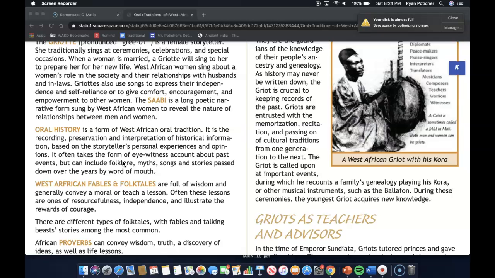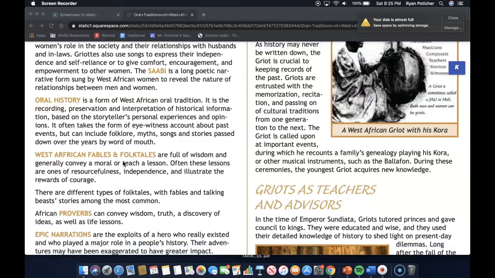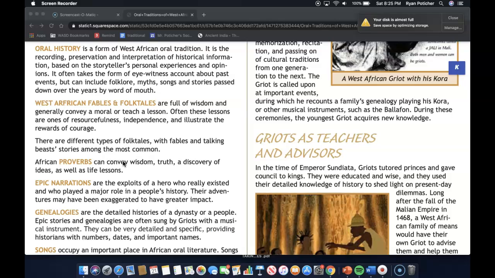West African women sing about a woman's role in the society and their relationships with husbands and in-laws, and griots also use songs to express their independence and self-reliance or to give comfort, encouragement, and empowerment to other women. The Isabi is a long poetic narrative form sung by West African women to reveal the nature of relationships between men and women.